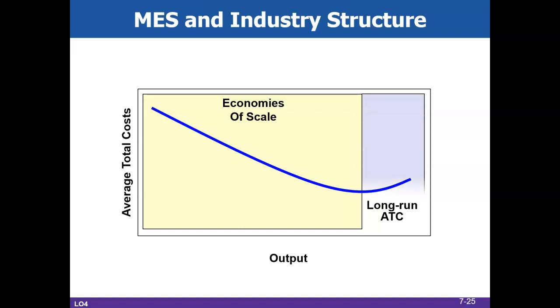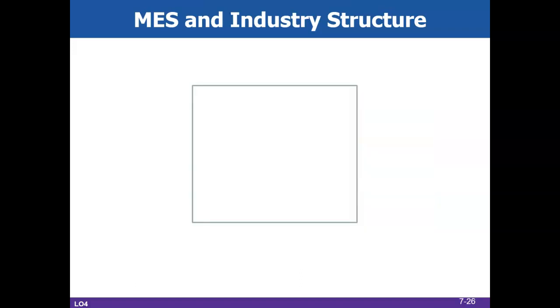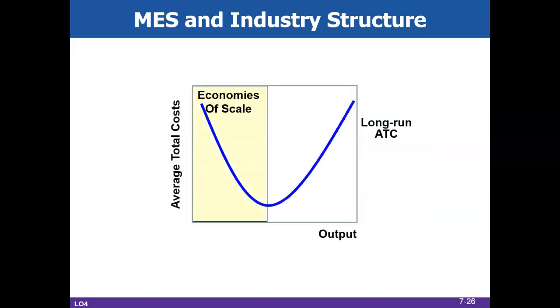Okay, you could look at a different type of industry. Something that looks a little bit more like this. This could also be a long run ATC. And this just showcases a much different economy of scale. And the output is very different. You might have many firms producing at that lowest point, and they might be competing with each other.